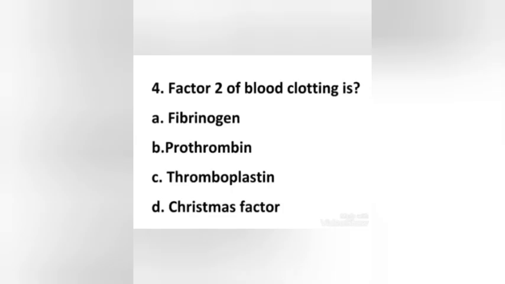Next question. Factor 2 of blood clotting is fibrinogen, prothrombin, thromboplastin, Christmas factor. Here the right answer is option B. Factor 2 is known as prothrombin.